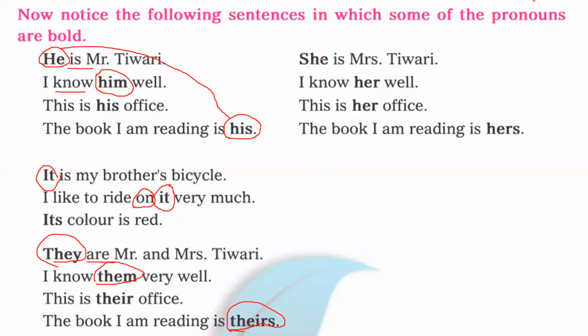Now see this example, she we have written here before the verb because that's subjective case, here that's an objective case, and hers is the possessive pronoun of she, right? So in this way we have to fill the pronoun, right?